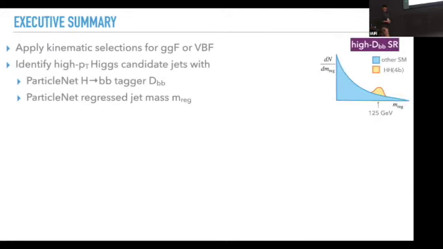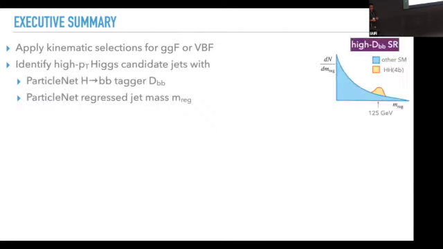Okay, so back to the main topic. Looking at these Higgs events, I'm just going to give you an executive summary of the data analysis that follows the development and training of the GNN. We apply some selections on our data to look specifically for gluon fusion or vector boson fusion events. We identify high pT Higgs candidate jets with this GNN score.